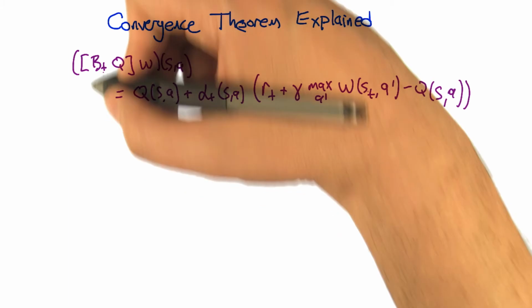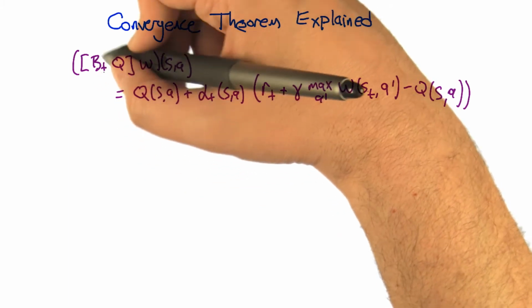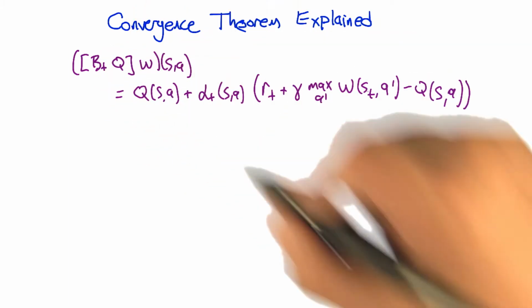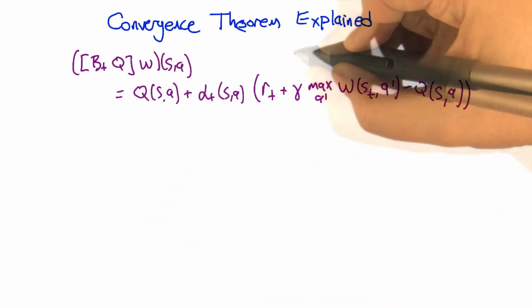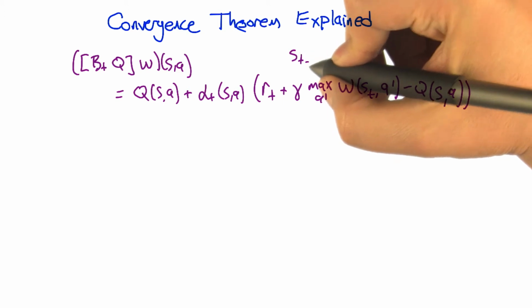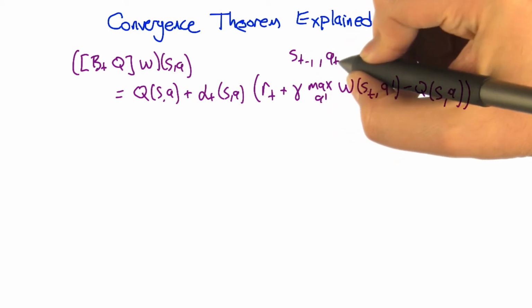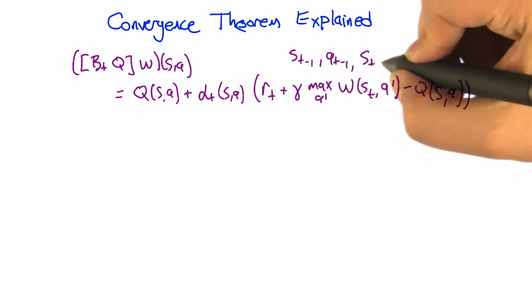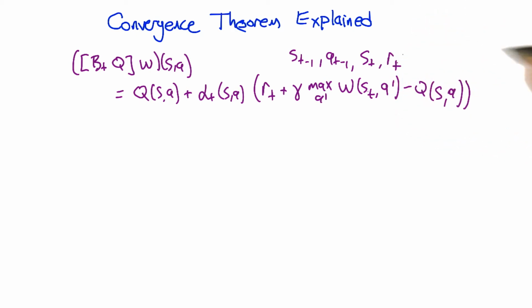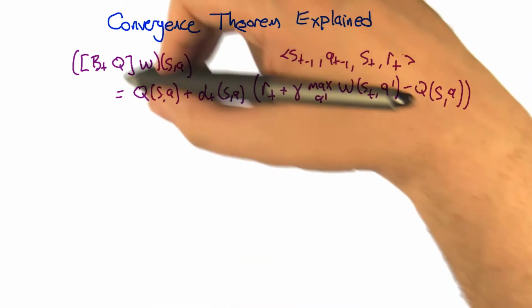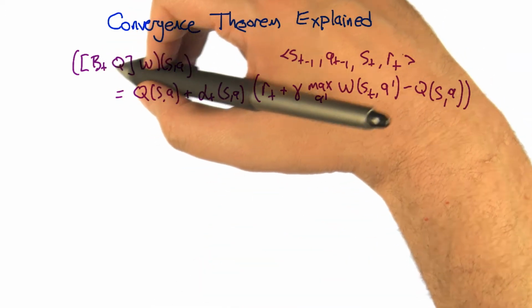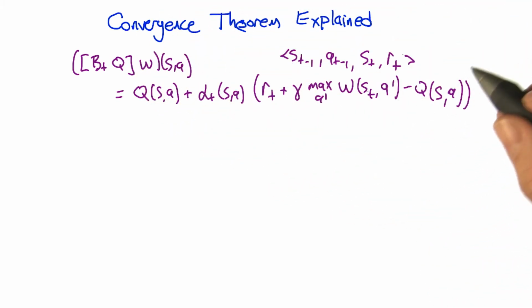Okay, so BT is the operator that we're going to use to update the Q function on the T time step. Given that we're on the T time step, we know that we're in some state st minus 1, took some action at minus 1, ended up in some new state st, having received reward rt. What I'd like to argue is that this strange definition of the operator BTQ is exactly the Q-learning update. So let me try to argue that.